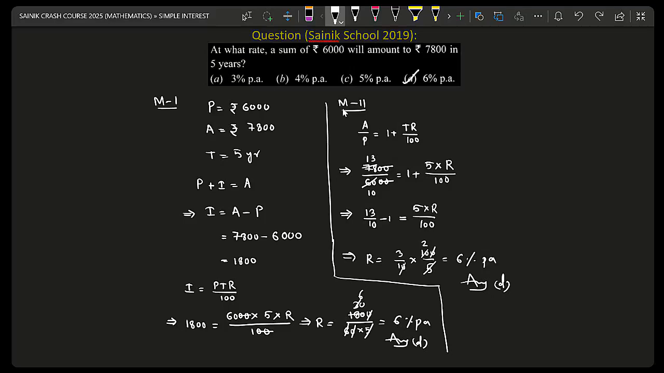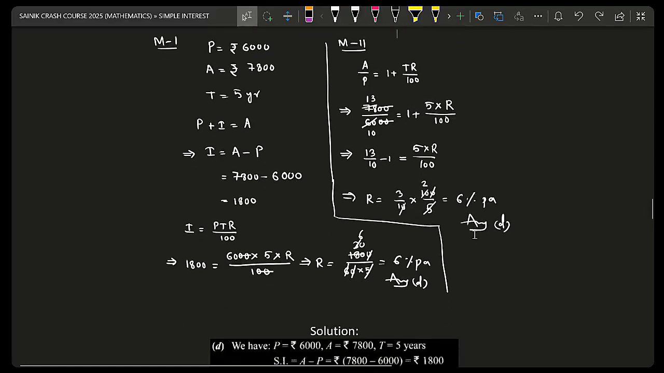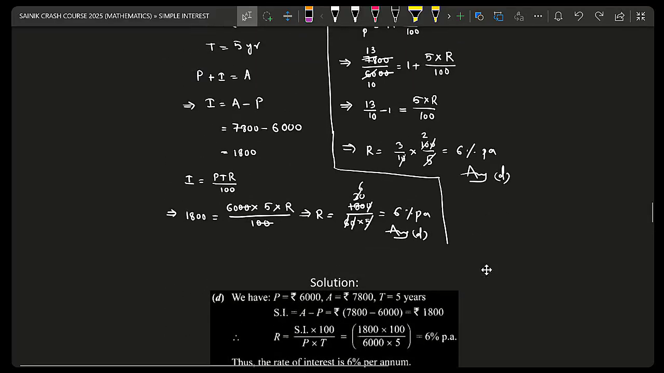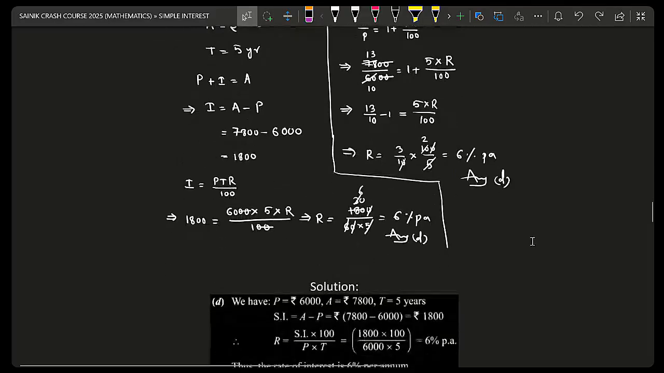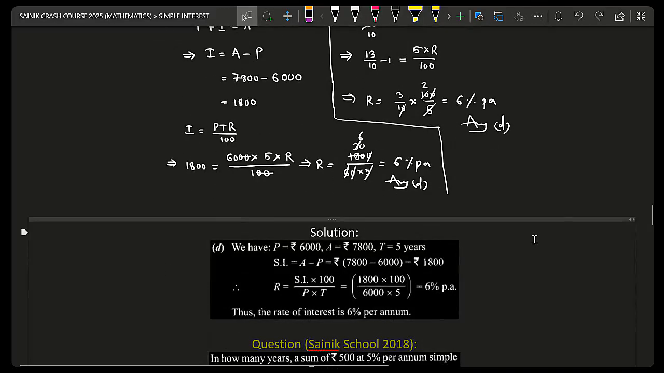So I'm telling all the students, whenever the question involves both amount and principal, better than finding interest separately, just use this formula: A by P is equal to 1 plus TR by 100. Without involving interest, you'll get the required answer. Even in the textual solution, they found interest first and then the rate of interest. They got 6% per annum.